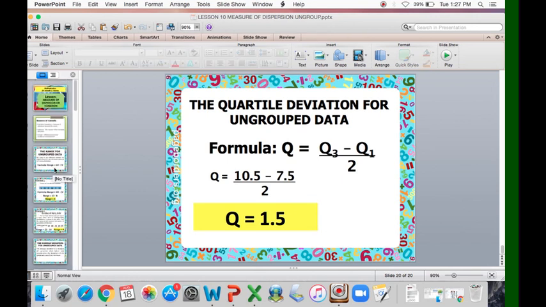All right, so that's all about the measures of dispersion or variation.